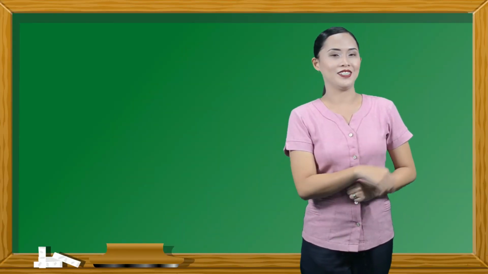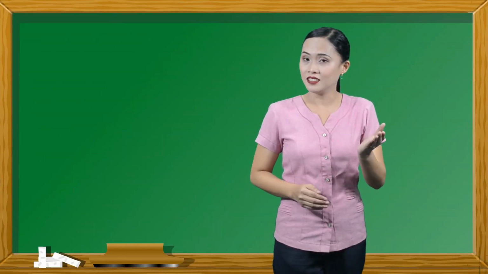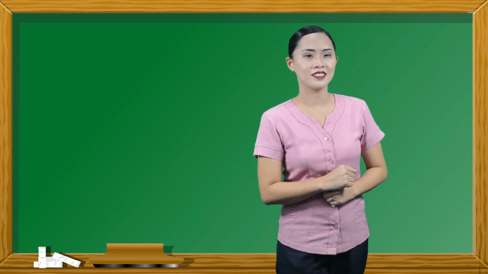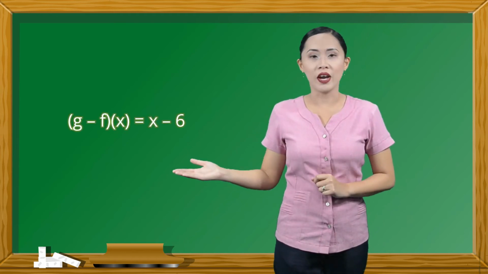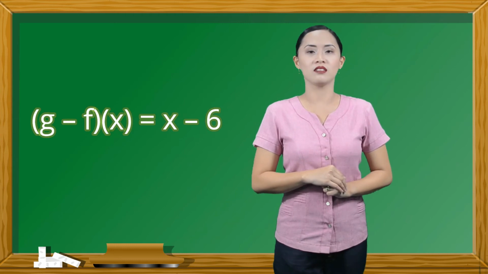Now you try g minus f of x. Are you done? Great! The answer is g minus f of x equals x minus 6.